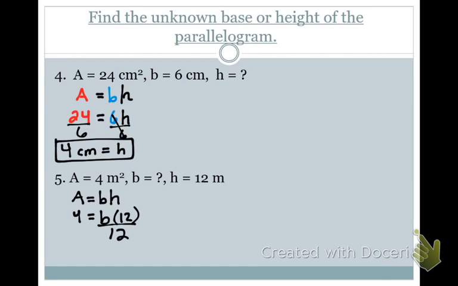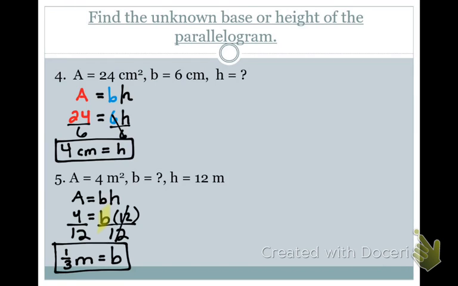Divide by 12. Okay, listen. Lots of people were trying to get rid of the 4. The 4 is already by itself, so you don't need to get rid of it and make it disappear. Instead, you have to get rid of the thing that is next to your variable. So we divide by 12 on both sides. This will cancel out. And what is my base, guys? 1/3 meters.